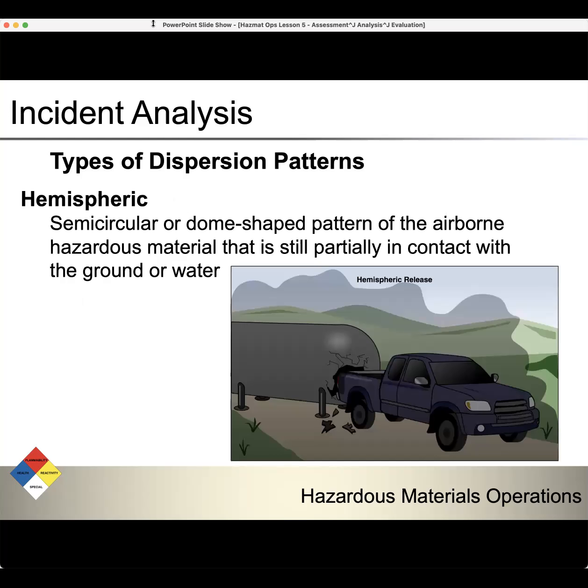Let's talk about those. So hemispheric, it's semicircular or dome-shaped pattern of an airborne hazardous material that is still partially in contact with the ground or water. So you got something that's heavier than air or relatively close to the vapor density of air, and it's going to sit low on the ground. It's not going to rise and disperse. It's going to sit and form a semicircular or dome-shaped pattern. It's only semicircular because the ground's in the way. So that is hemispheric. Looks like a hemisphere.